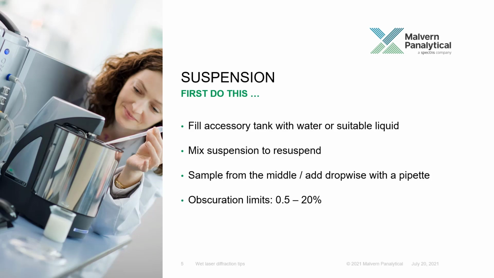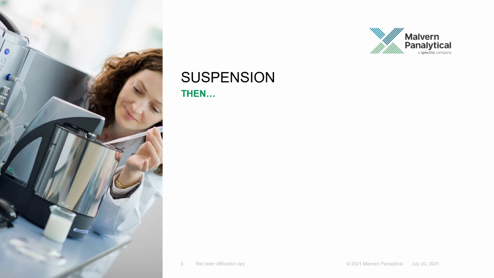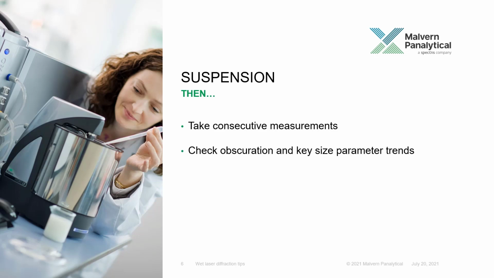The obscuration limits for wet measurements are 0.5 to 20%, and the light energy should ideally be above 10 scattering counts at peak. Then take consecutive measurements of the sample while checking the obscuration and key size parameter trends. This can be done directly in the measurement window.